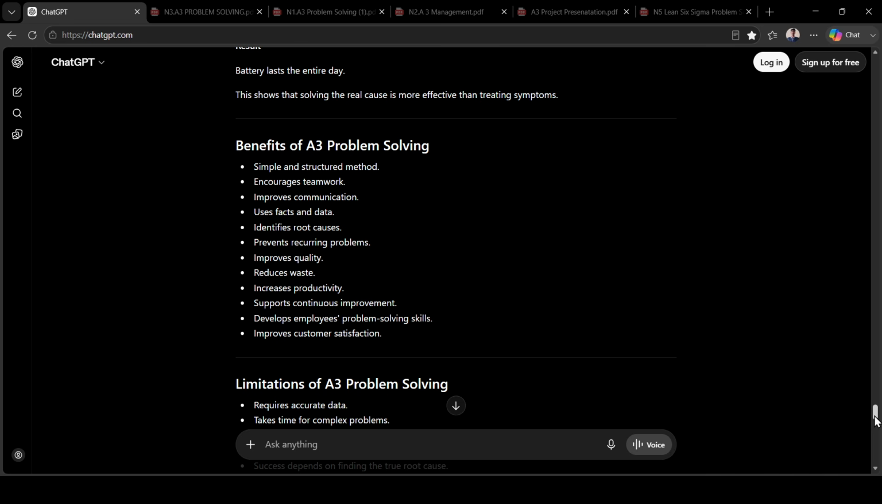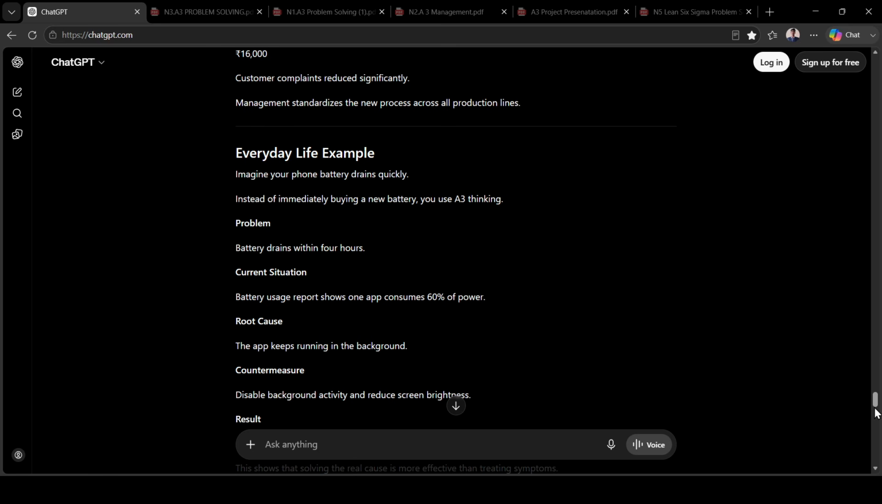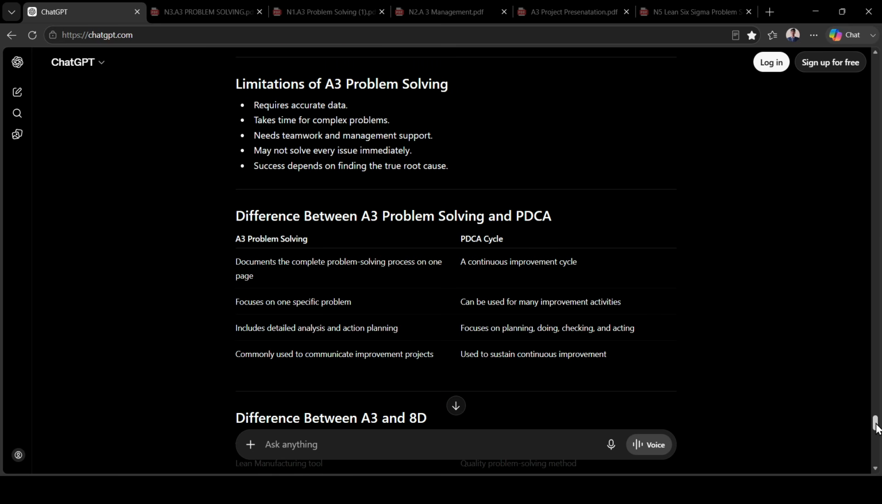The limitations of A3 problem solving: it requires accurate data, takes time for complex problems, needs teamwork and management support, and may not solve every issue immediately. Success depends on finding the true root cause.